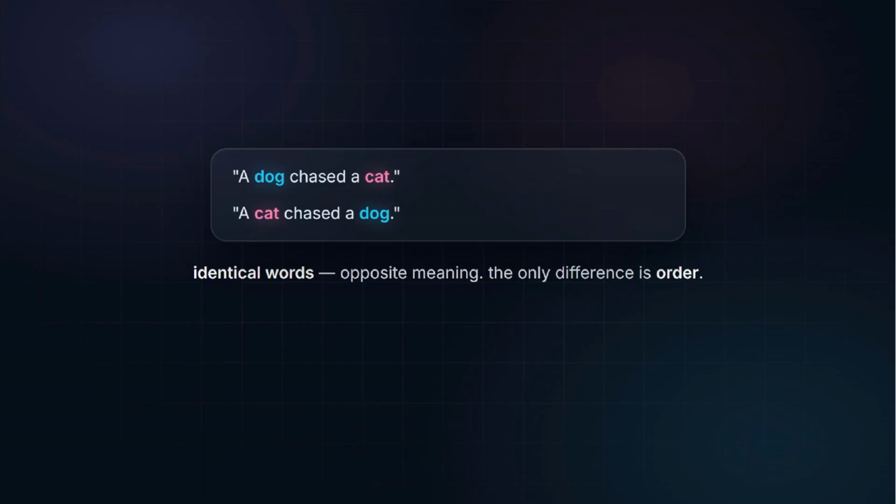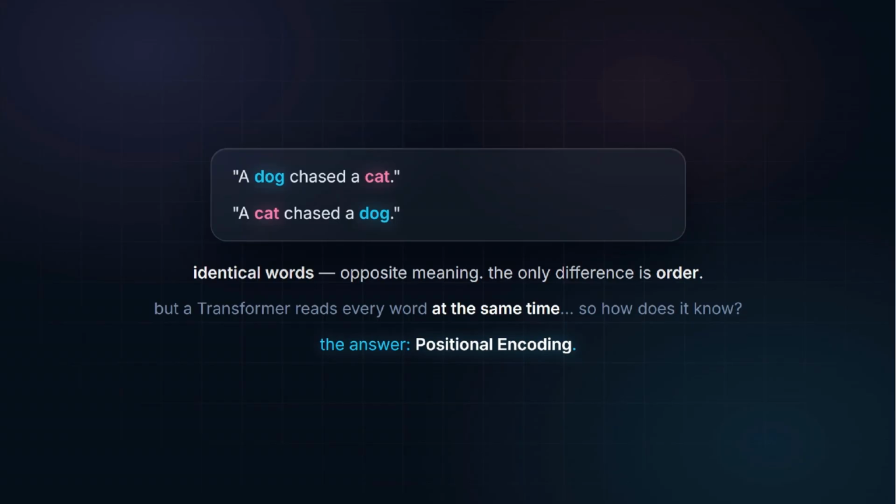To a human, that's obvious. To a transformer, it's a genuine problem. Because a transformer doesn't read left to right, it takes in every word at the same time, in parallel. So how can it possibly tell these two sentences apart? The answer is a clever trick called positional encoding, and by the end of this video, you'll know exactly how it stamps order onto words that are otherwise processed all at once.